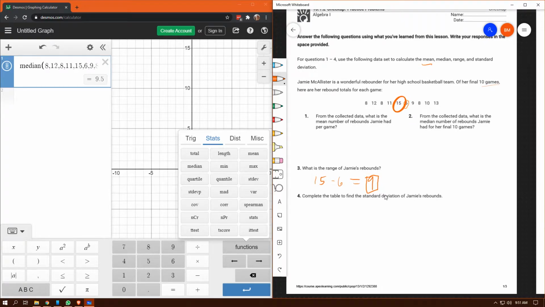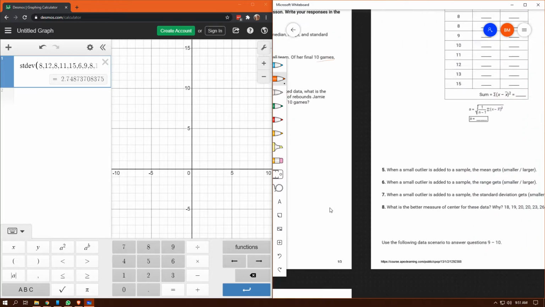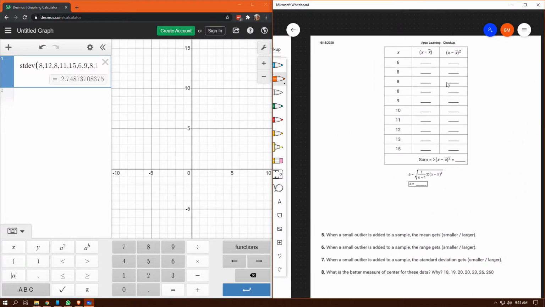Complete the table to find the standard deviation. Okay, so again, I'm back into my keyboard on Desmos, stats, and there's standard deviation. All right, so standard deviation is STDEV. Since I already have my data filled in, I'm going to change this median and just change my function. And then 2.75 is my standard deviation. All right, so we could do it by hand, but why? You'll never have to do it in the real world, so why? This is it doing it by hand, which is an easily calculable thing. You guys are capable of doing it, but I mean, come on, it doesn't matter.